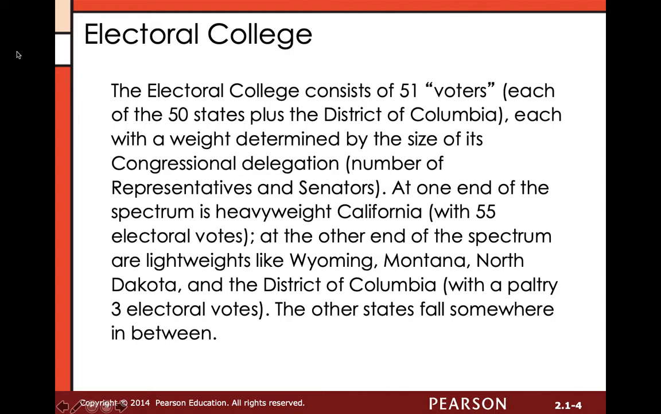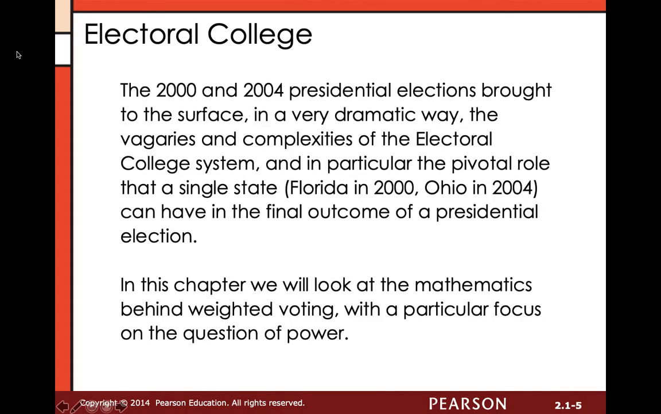So the Electoral College consists of 51 voters, if you think about it. Those are the 50 states, plus you've got the District of Columbia. And each of those is given a weight determined by its size of congressional delegation, which is that you take the number of representatives plus the number of senators. Now, each state gets 2 senators, and they all have at least 1 representative. So the largest is California, which has 55 electoral votes, and the smallest are the smaller states like Wyoming, Montana, North Dakota, DC, which only have 3. And obviously all the other ones fall in between.